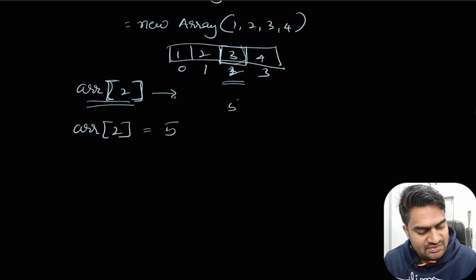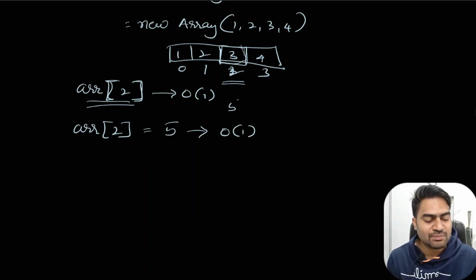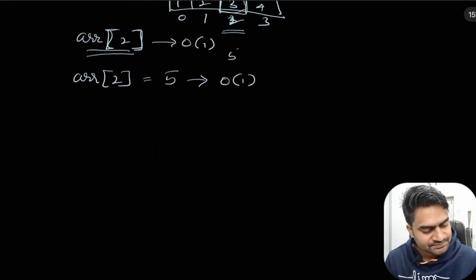So this is of order 1, and this is also of order 1. Here we simply access the element by its index. That is the advantage of using arrays, where we can access its elements or modify any element in constant time, that is, order of 1. So this is how we make modifications.